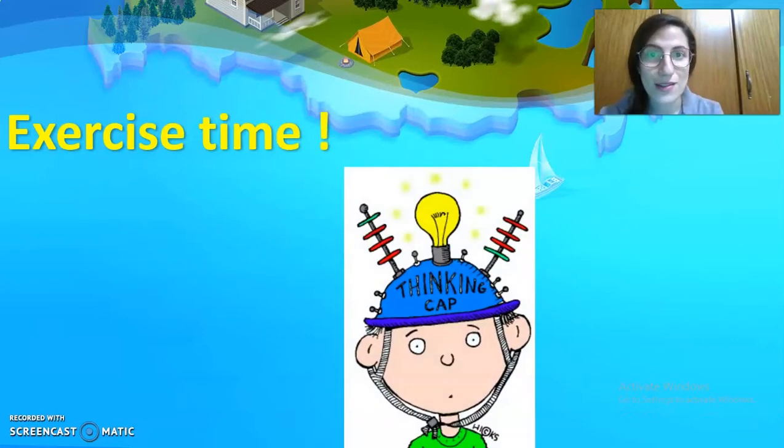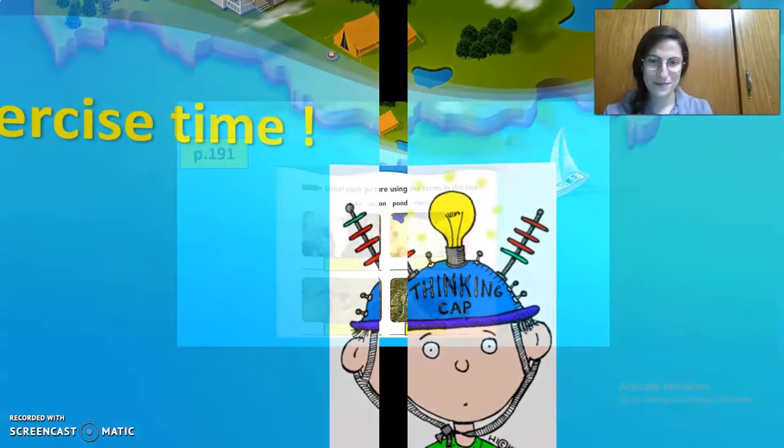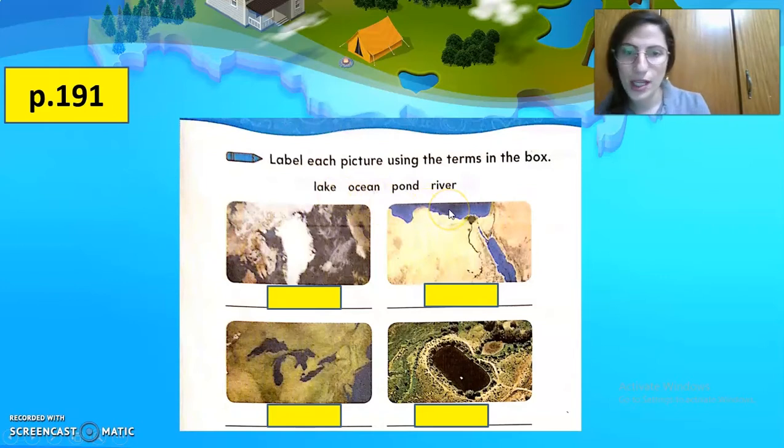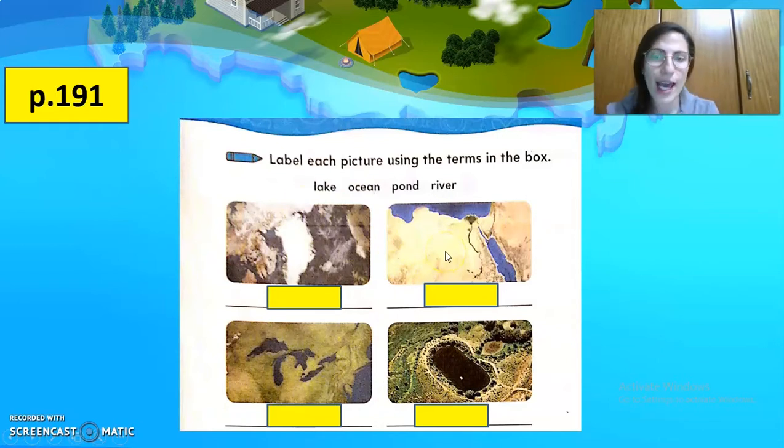Exercise time. Let's wear our thinking caps on. We open to page 191. Label each picture using the terms in the box. We have lake, ocean, pond, and river. Now, in order to know what each picture is showing us, we need to observe carefully to check the characteristics of each body of water.